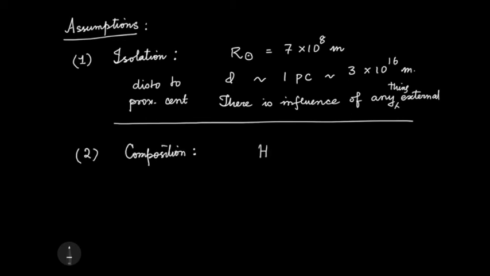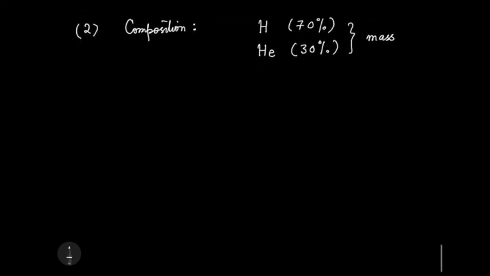Composition. Most of the star is almost hydrogen. 70% of it is hydrogen, 70% by mass, and the rest 30% is helium. Now obviously the stars have many other elements, but they are almost not there. For example, for the sun, if I have 10,000 hydrogen atoms, I'll have 8 oxygen atoms and 4 carbon atoms.